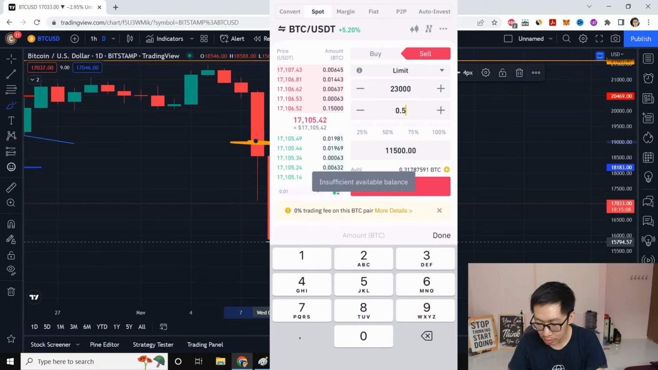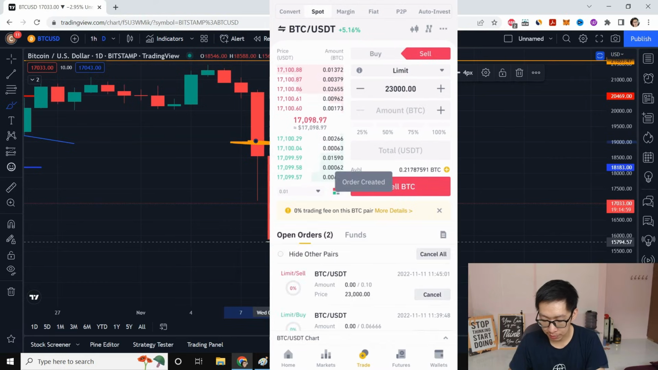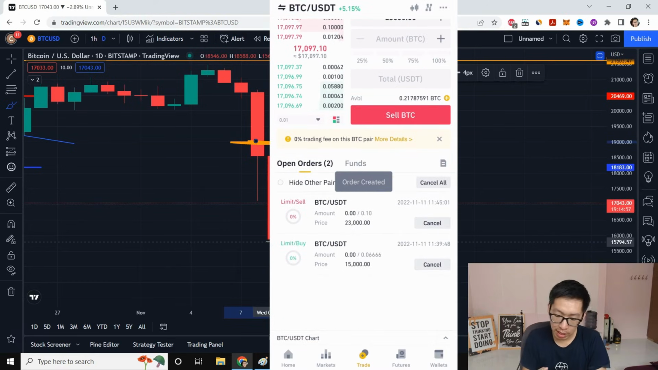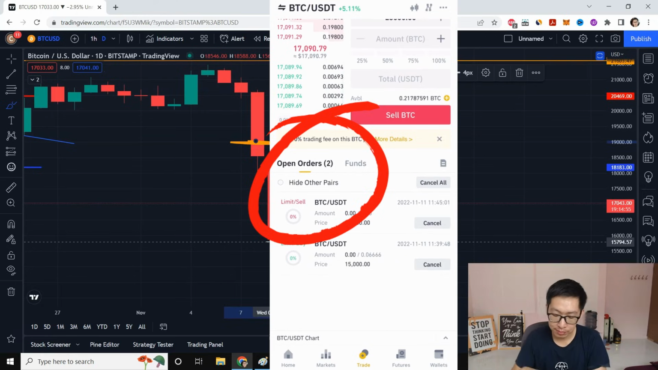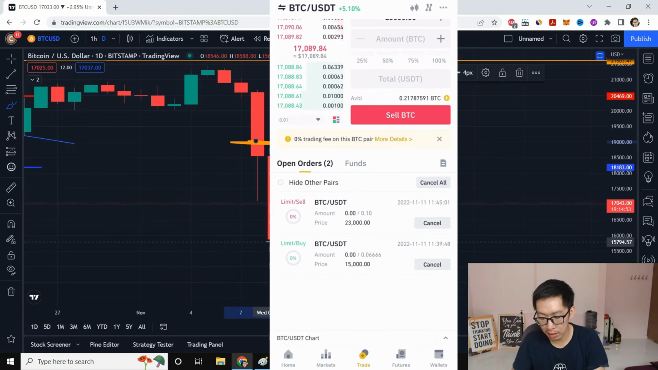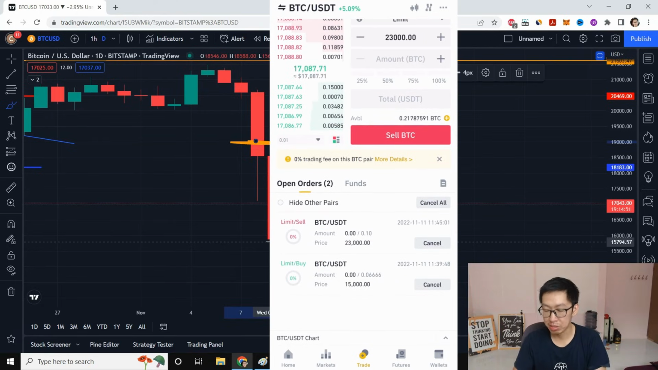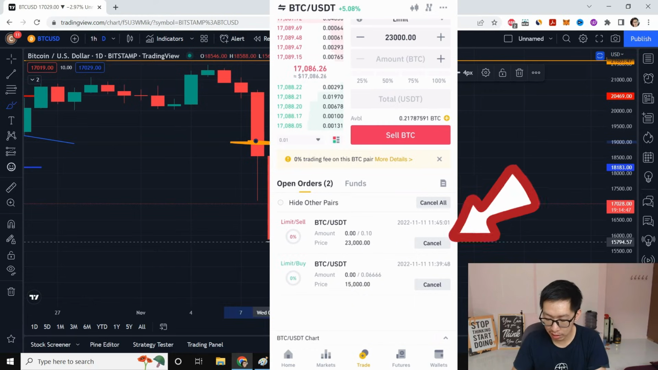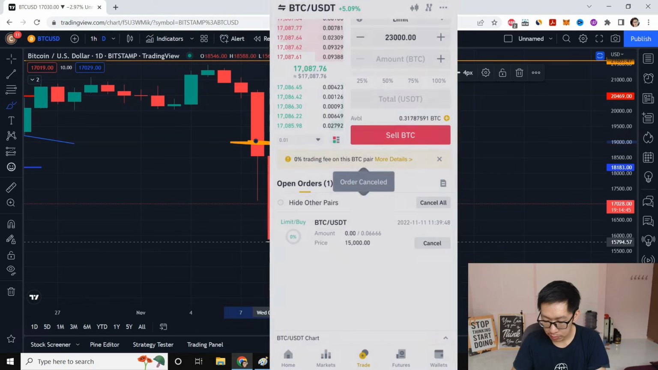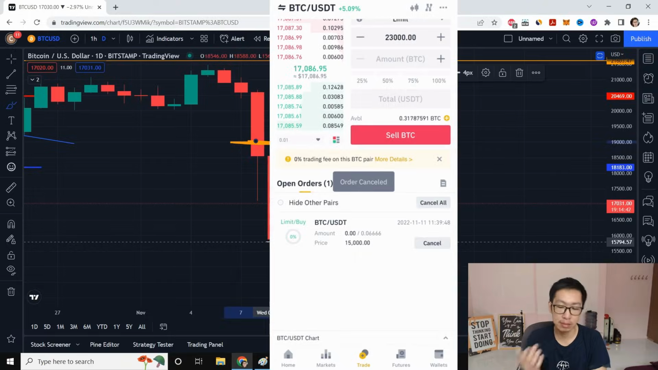So maybe I will sell like 0.1 for example. I'm going to show you an example here, and then press on sell BTC. So you will see they will have another open order, and this is called limit sell. So that's basically how it works. So easy, guys. If you want to cancel it, you can click on cancel here, and it will be canceled.